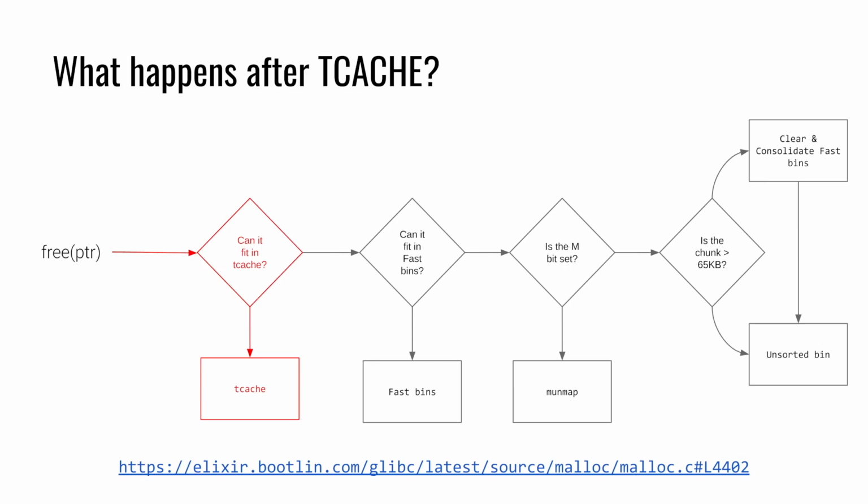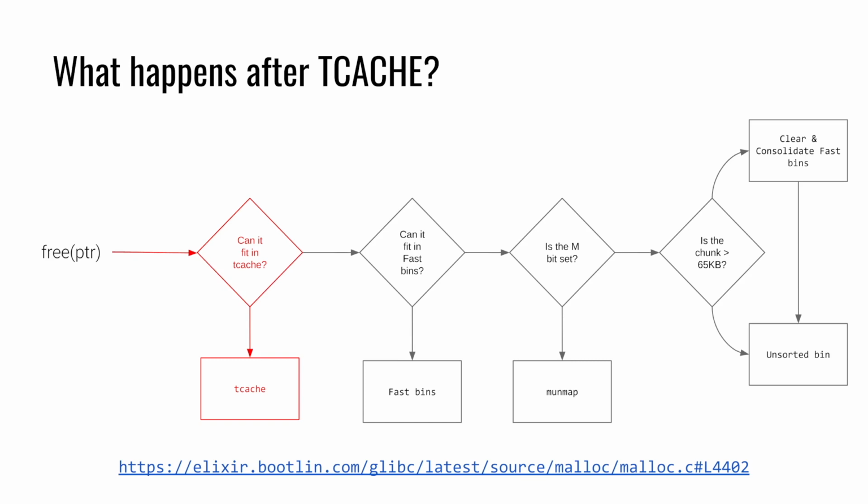If we can put it in TCACHE, we put it in TCACHE. If it can't go in TCACHE, it's going to go into something called fast bins, and we'll talk about fast bins in greater detail in the next lecture. If it can't go into fast bins, then the dynamic allocator is going to check and see if the M bit is set. Remember, the M bit is a flag value in the chunk's size least significant bits. If the M bit is set, then the allocation was created via mmap, and so to clean this up, it would call munmap.